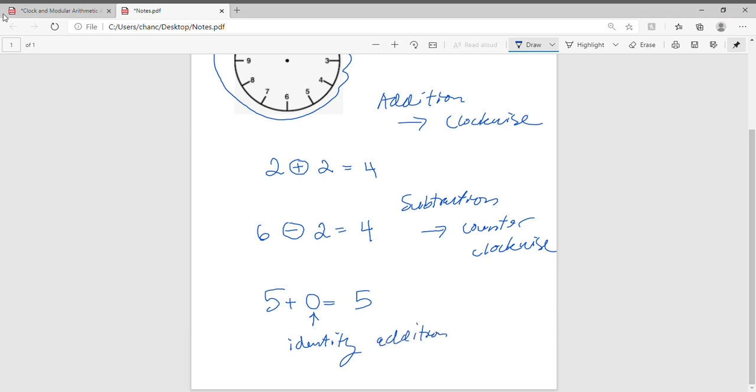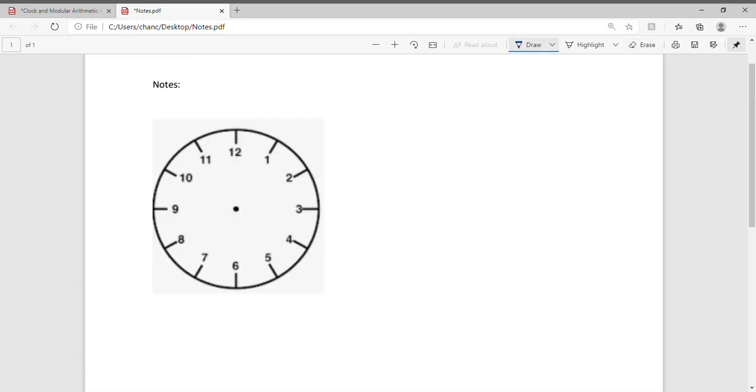0 is the identity for addition. So that means whatever I add with 0, it gives me the same thing back. So again, 0 is the identity for addition. We know that 0 is our identity for addition. What about in the clock arithmetic? For the clock arithmetic, the identity is going to be 12.